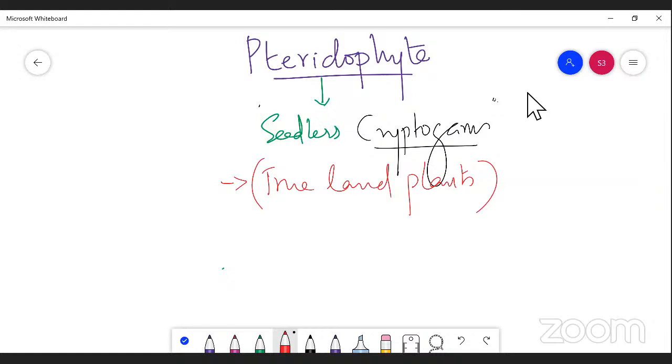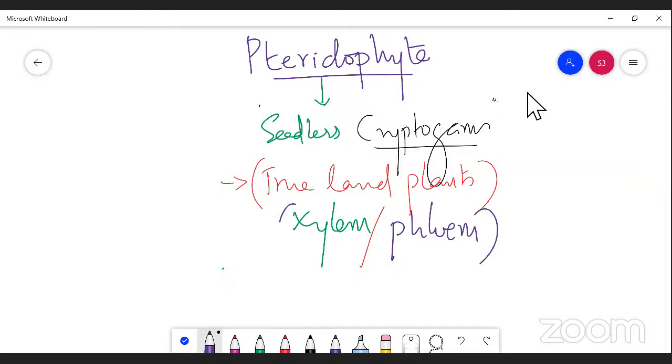Actually, pteridophyte, as I said, is seedless. I mean, it's a cryptogam. It produces no seeds, hence it is known as a cryptogam. But it is reported as a true land plant that possesses xylem and phloem. Xylem and phloem are well developed in the members of Pteridophyte.